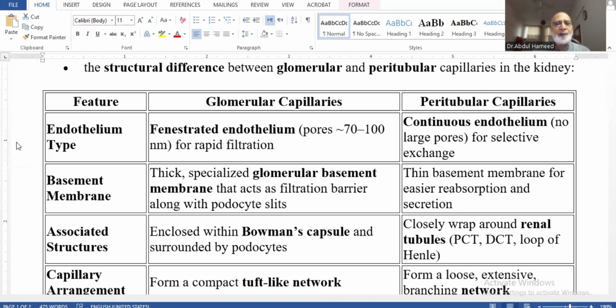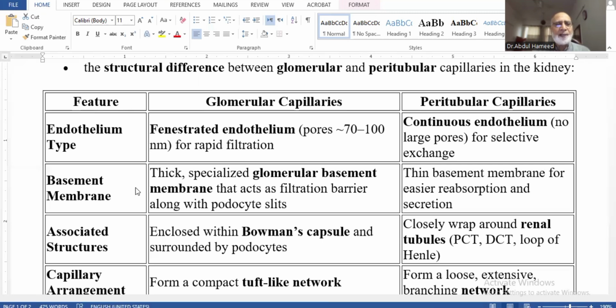So endothelium type differences. In the case of glomerular capillaries, fenestrated endothelium having pores around 70 to 100 nanometer, not micrometer, nanometer, for rapid filtration. And peritubular capillaries, because they have continuous endothelium, have no large pores, for selective exchange between the tubule and the peritubular capillaries.